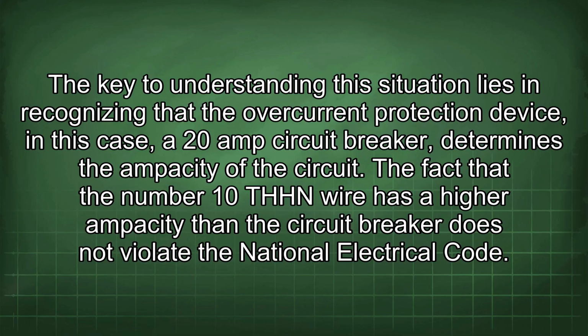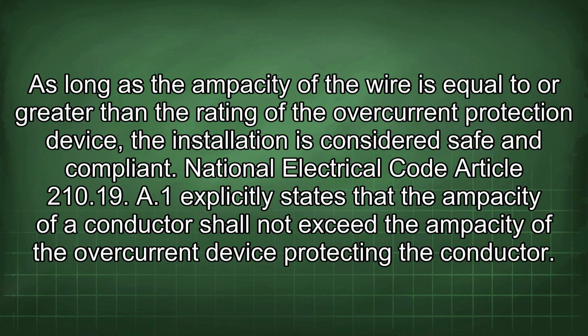The fact that the number 10 THHN wire has a higher ampacity than the circuit breaker does not violate the National Electrical Code. As long as the ampacity of the wire is equal to or greater than the rating of the overcurrent protection device, the installation is considered safe and compliant. National Electrical Code Article 210.19(A)(1) explicitly states that the ampacity of a conductor shall not exceed the ampacity of the overcurrent device protecting the conductor.